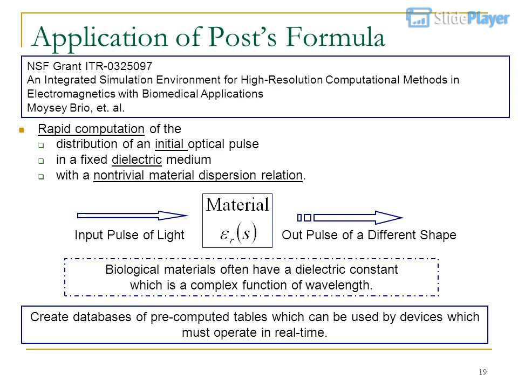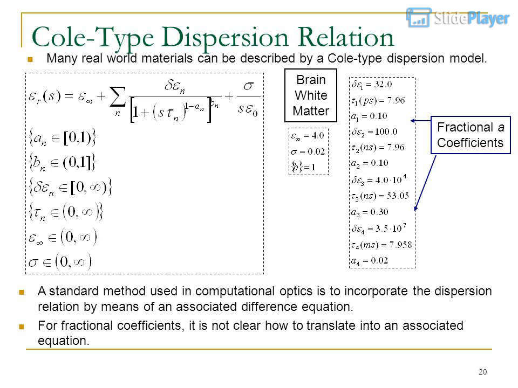Biological materials often have a dielectric constant, which is a complex function of wavelength. Create databases of pre-computed tables which can be used by devices which must operate in real time. Cole-Cole type dispersion relation. Many real-world materials can be described by a Cole-Cole type dispersion model. Brain white matter. Fractional coefficients. A standard method used in computational optics is to incorporate the dispersion relation by means of an associated difference equation. For fractional coefficients, it is not clear how to translate into an associated equation.